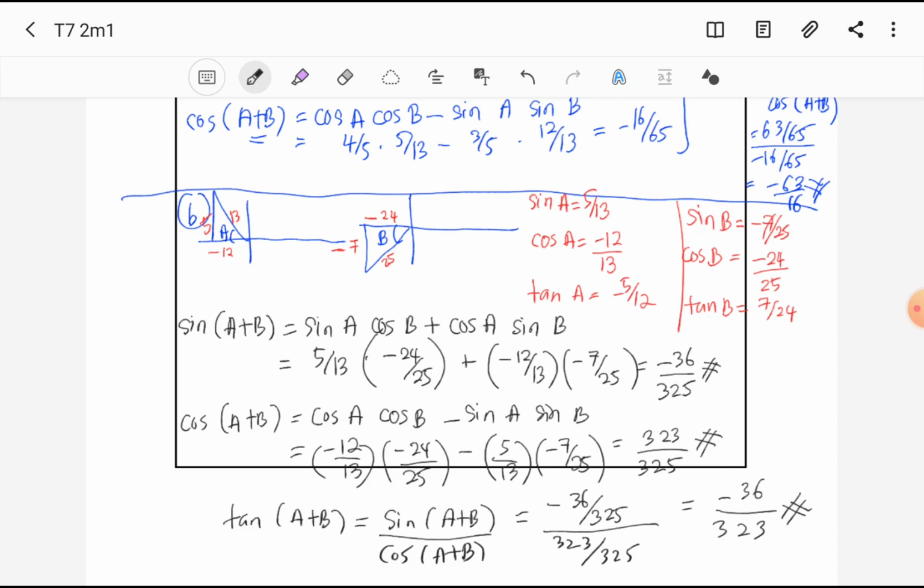part kita ada yang sangat penting jugalah, namanya identities. Kita ada 3 yang kena hafal, and the last one is compound angle formula yang ada A plus minus B.